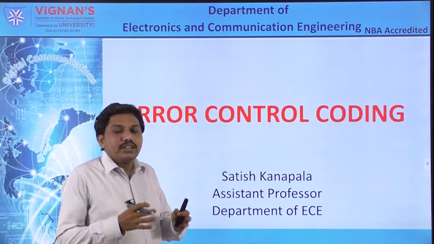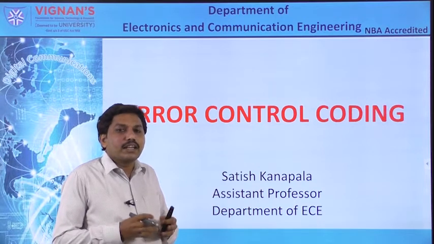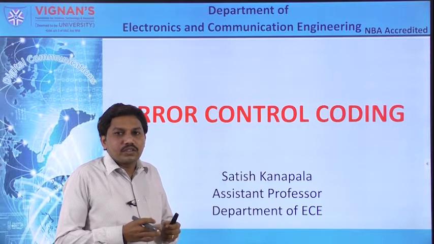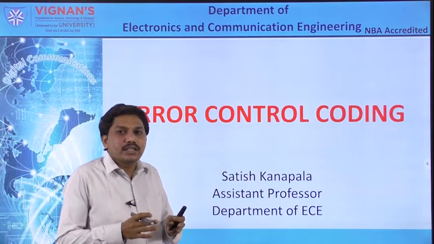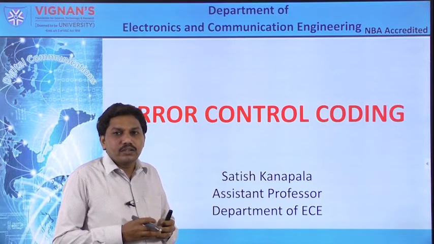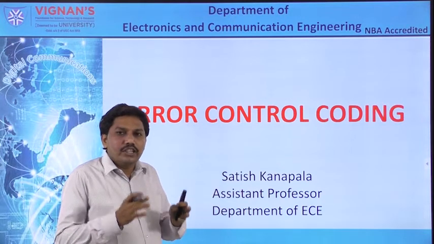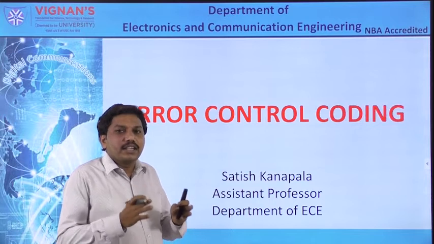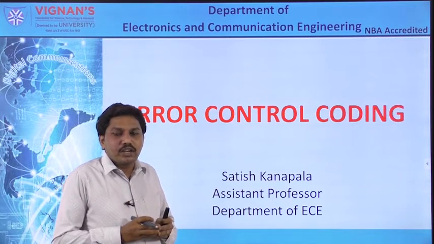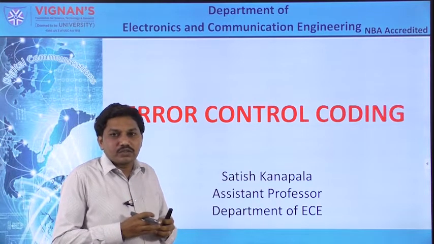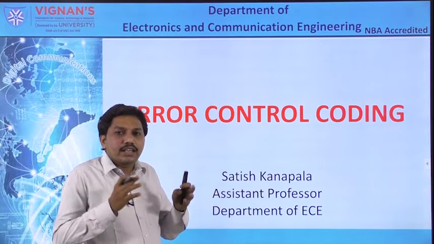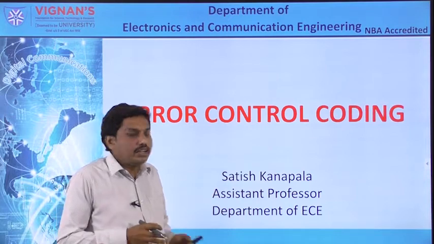So in this lecture we will discuss the error control coding techniques. What it means is, when a digital signal is transmitted over a channel, due to the presence of noise in the channel, we get errors in the received information bits, right? So how to control those errors? What are the various algorithms used in order to control the errors in the information bits?